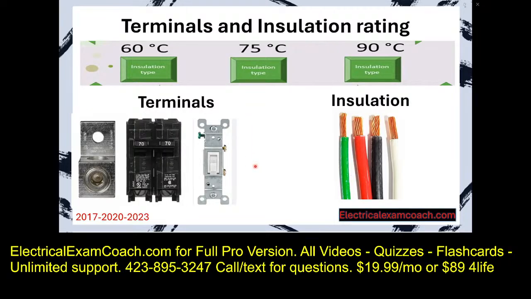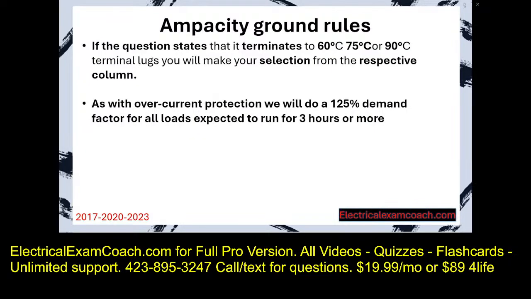I'll explain what "most of the time" means later in the program, because this section is just like other sections of the NEC. There are blanket rules that apply generally, but later they get modified. But for right now, what I want you to remember is we're going to match the column that we use based off the terminals that the device is rated by. Regardless of what the insulation is, we can choose from whatever column the terminals are rated by, unless modified by another code. Now let's lay some ampacity ground rules.